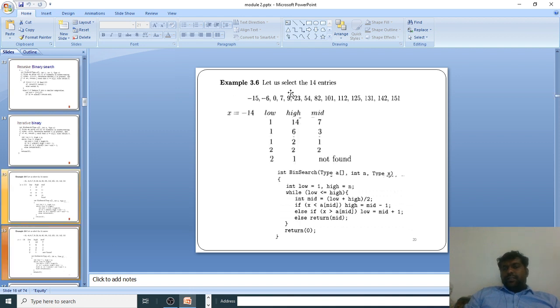Okay, similarly here x equals minus 14. So what you're going to do, low is 1, high is 14. Then what is the mid element? The mid element is 7. Since the mid is 7, so we are going to compare. So it will be on the left hand side. Then we go on moving until and unless we get a value minus 15 such that the value of x equals minus 14 is not found. So you are going to return 0.